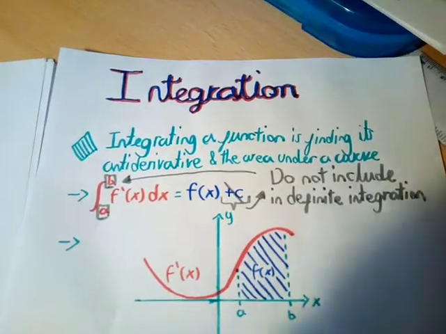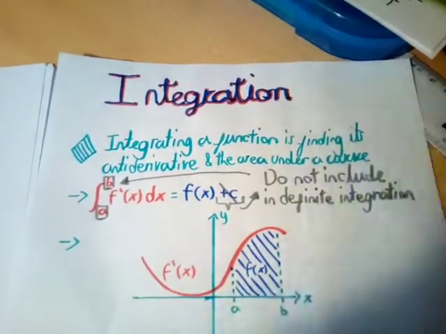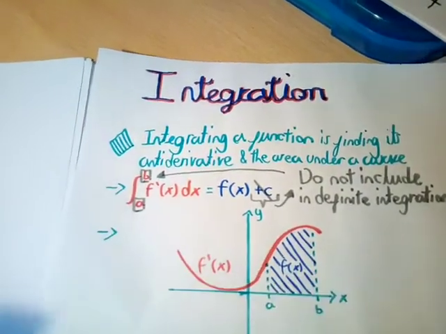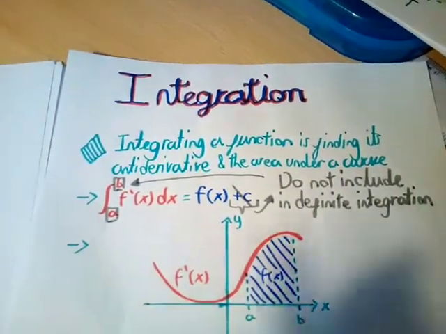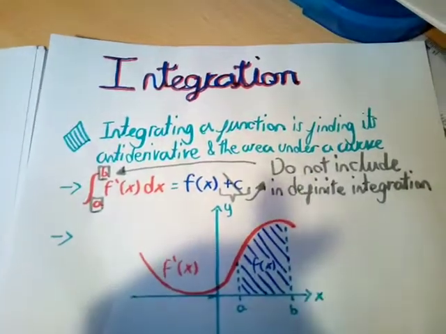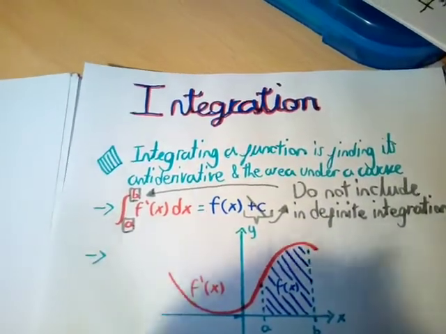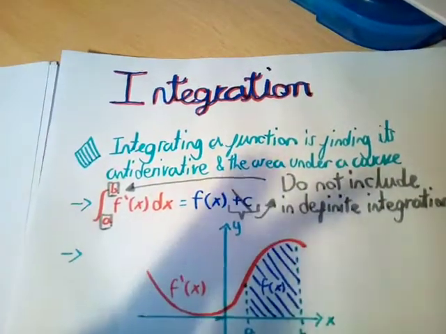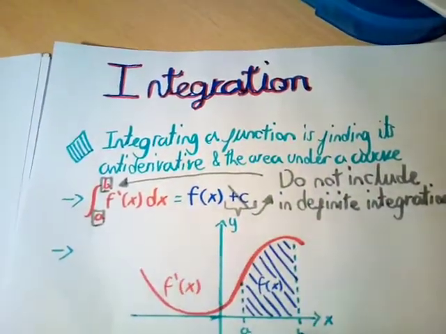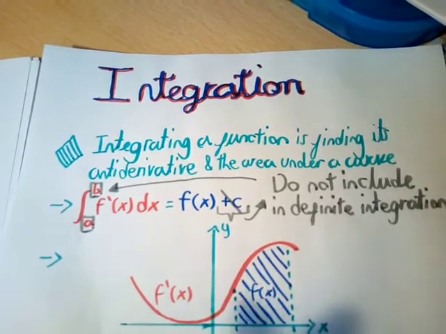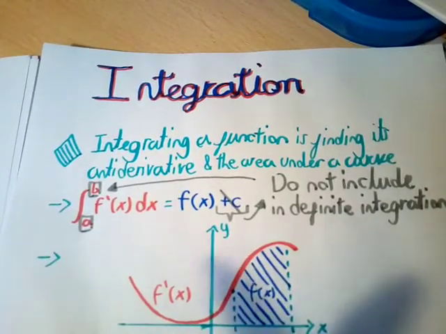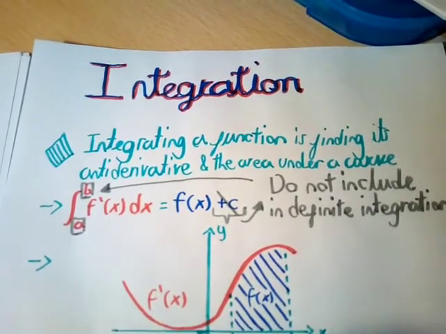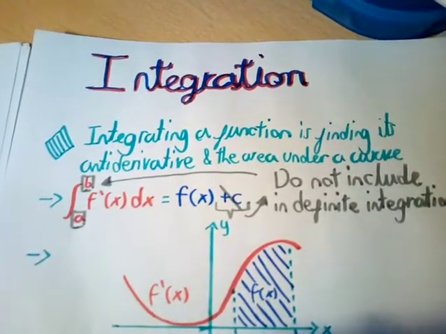So here I've got a little poster which I'm just going to speak through with you because it's not the clearest by itself, and then I'll show you some examples about how to do integration. So integrating a function, which is what we're going to be doing, is finding its antiderivative. So essentially it's the opposite of differentiation, which we looked at before. And also if you plot the function on a curve, instead of finding the tangent to it at the slope, that's gradient, you can find the formula for the area under a curve as well.